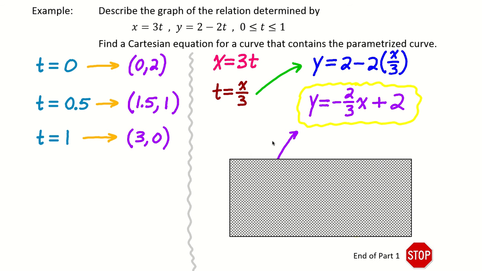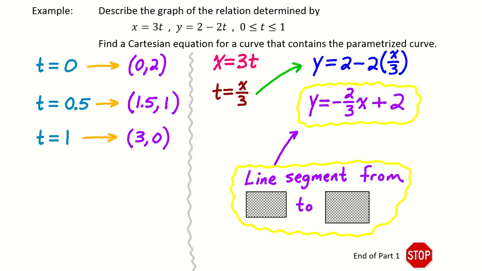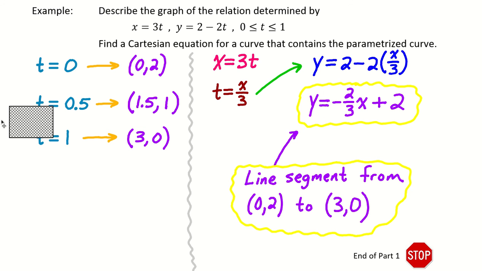And again, if you were to throw this into your grapher on your calculator, you would realize that it's really just a segment of the line. It's not the entire line. It's only from (0, 2) to (3, 0), because we're only doing these certain t values. Okay, so you can stop now if you want to.